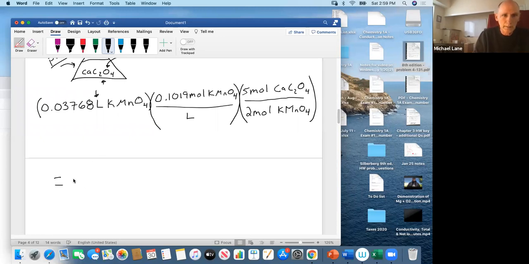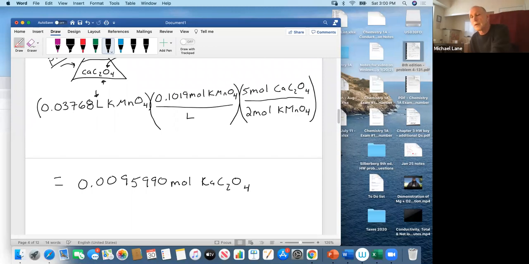And I get a value of 0.0096. Let me carry an extra significant figure: 0.0095990 moles of calcium oxalate. I am carrying one too many significant figures.